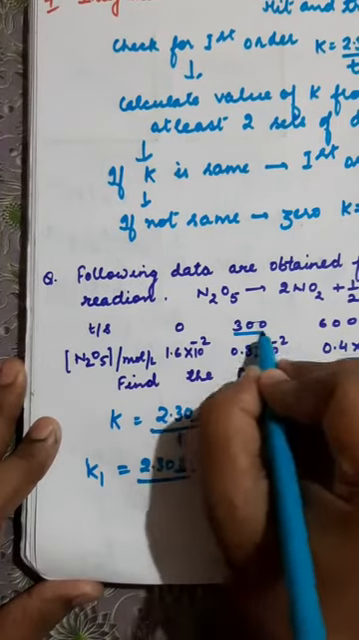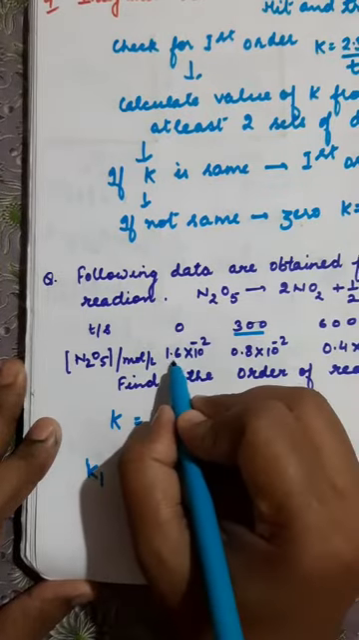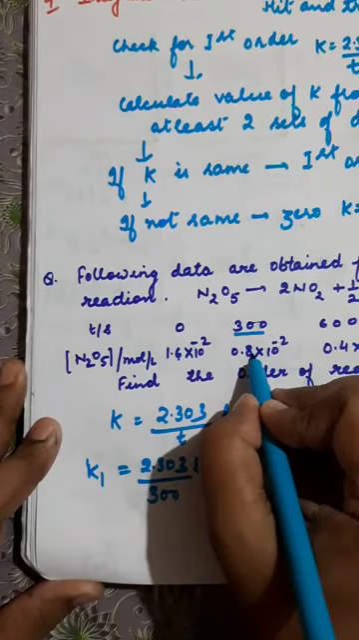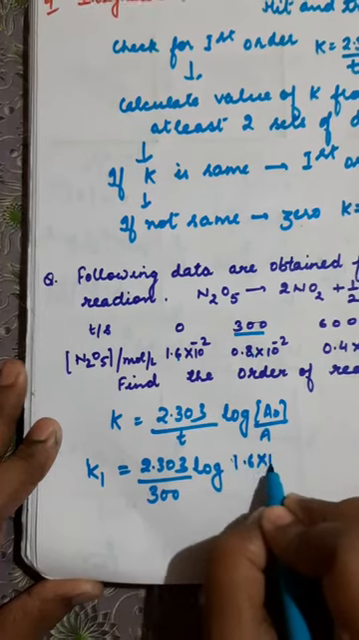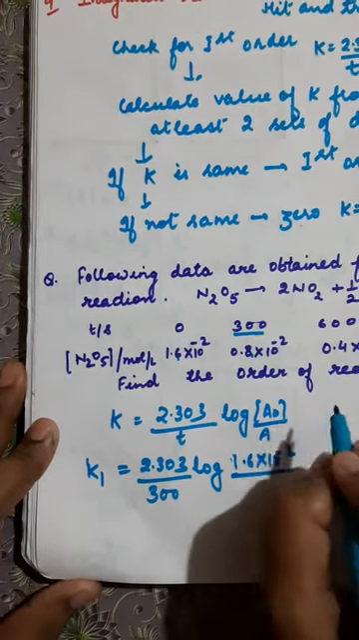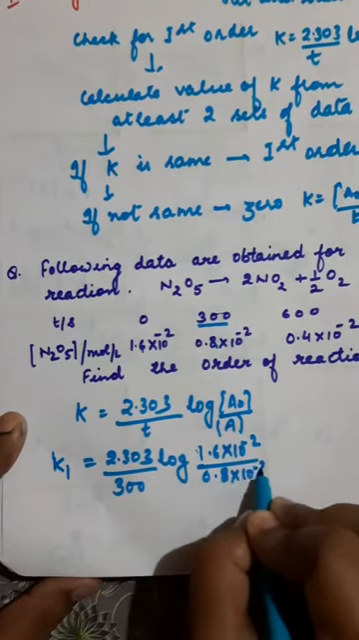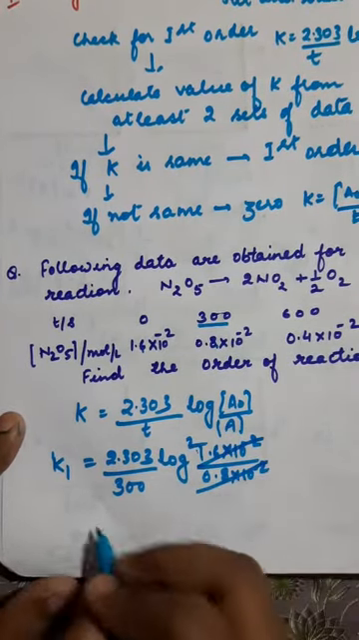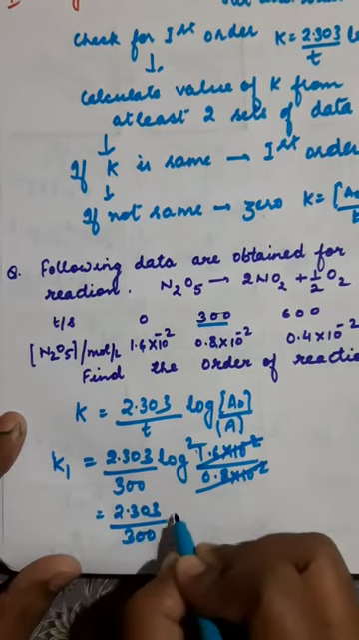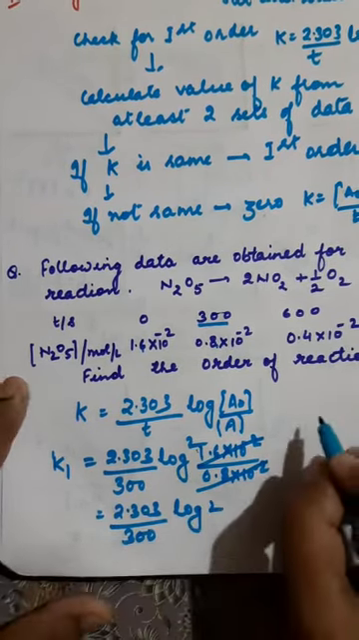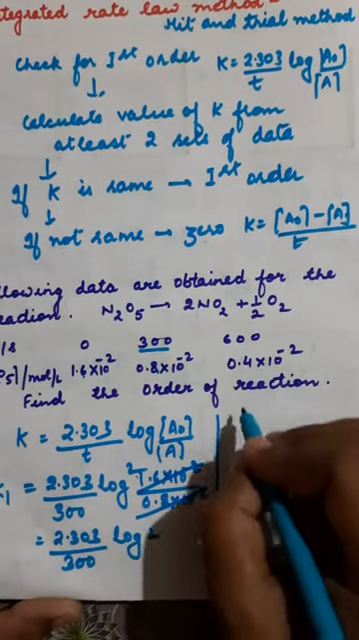Suppose we are finding for 300 seconds. Initial concentration will be this one, final concentration will be 0.8. So initial concentration is 1.6 into 10 power minus 2, and A is here 0.8 into 10 power minus 2. It will get cancelled, log 2. So it is 2.303 upon 300 log 2. Clear? Now we will check for the second data.